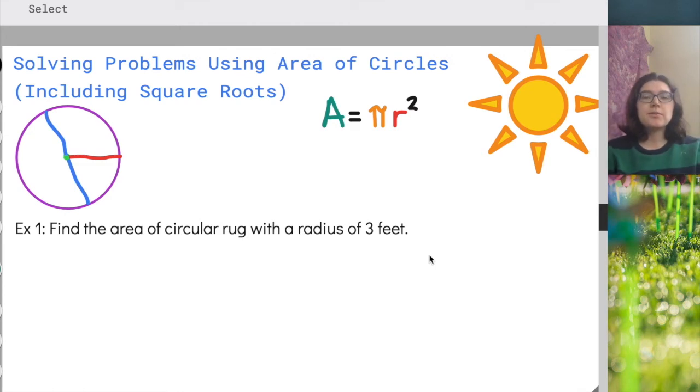Hi everyone, welcome to today's video on solving problems using areas of circles. So like our last video, if you saw it, I'm actually going to go to a Math Antics YouTube video that explains the area equation pretty well, and then we'll come back together for practice problems.